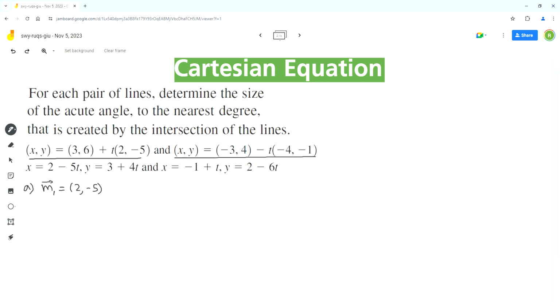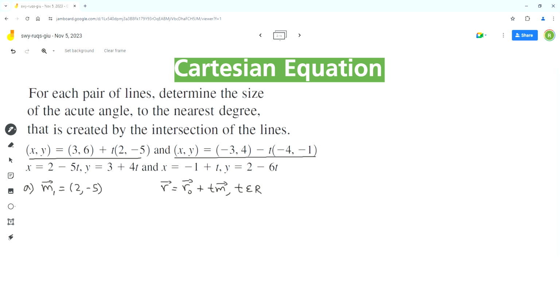In the second equation, the sign of t is negative. As you may remember, in the general equation of a line in vector form, the sign of the t is positive. So I'll write it on the board. So this is the general equation of vector form of line.